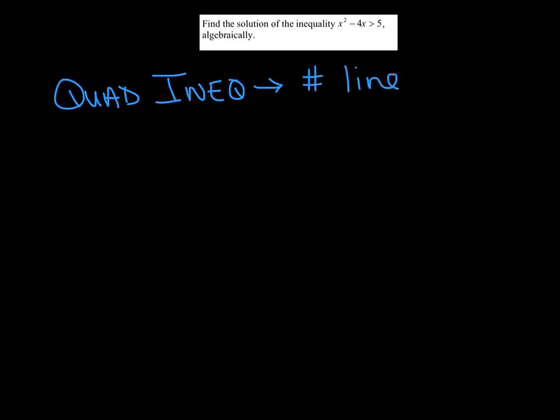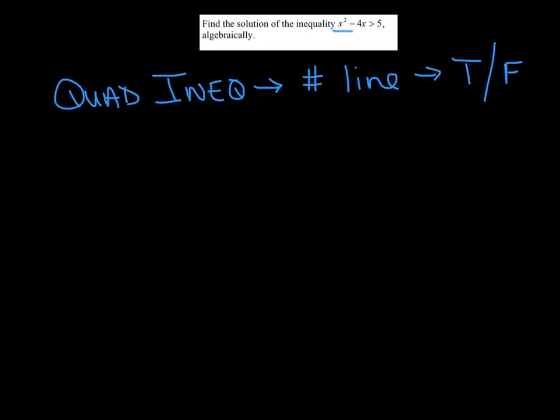Real quick overview here: when we're working with a quadratic inequality, my big game plan is to try to find the critical points. What we're going to do is put those critical points on a number line, and then test each interval to see which one's true versus which one's false. Then we can shade in the true intervals. So that's kind of a brief overview.